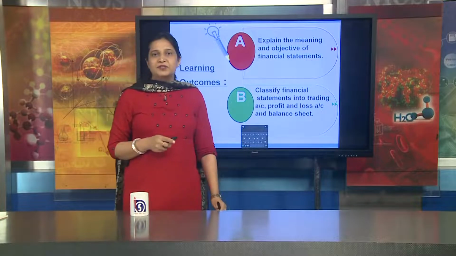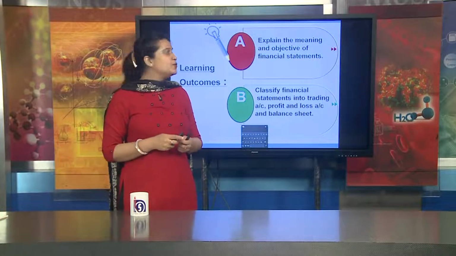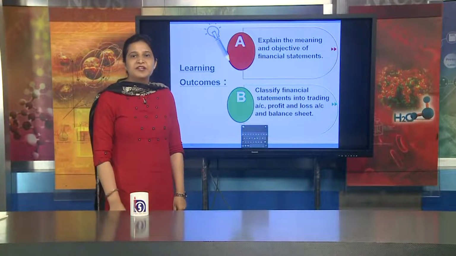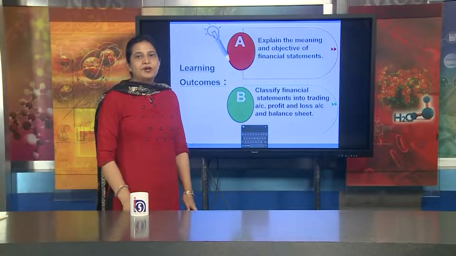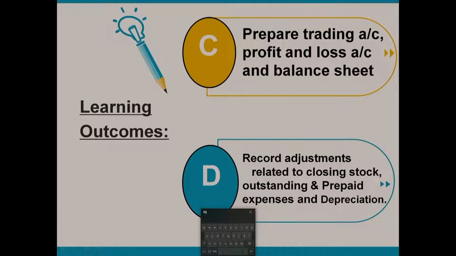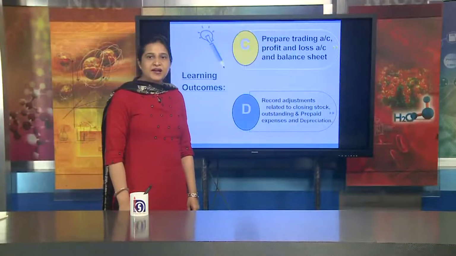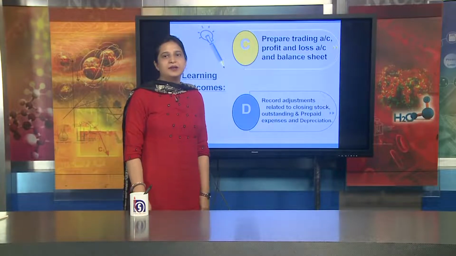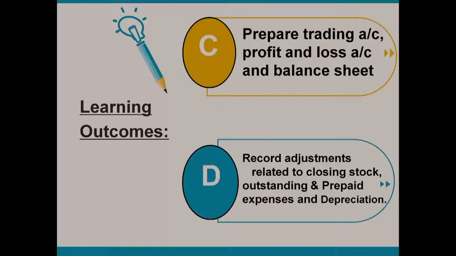So after going through this class, you will be able to explain the meaning and objective of financial statements. You will be able to classify financial statements into trading account and profit and loss account and balance sheet. Then you would also be able to prepare the profit and loss account and balance sheet. Then you will be able to record the adjustments relating to closing stock, outstanding expenses and prepaid expenses and depreciation. So let's move further now.